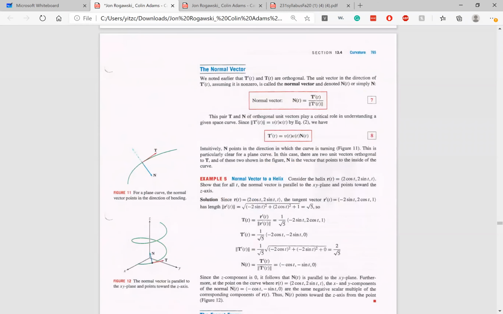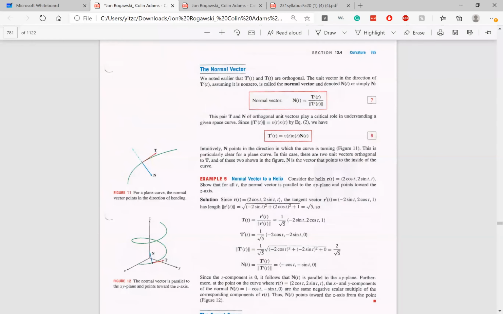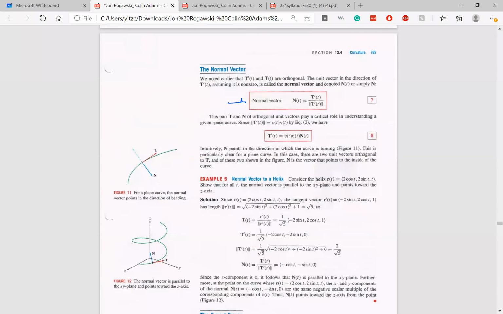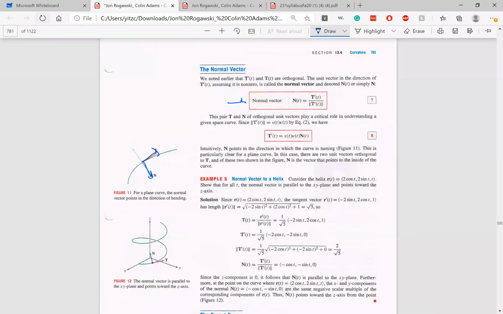Okay. So now another vector that we can look at is the derivative. So it's the normal vector, and it's the derivative of the tangent vector over the magnitude of the tangent vector. So here's your tangent vector. If you take the derivative and you take the magnitude of the derivative, you get a vector that's always orthogonal to the curve.